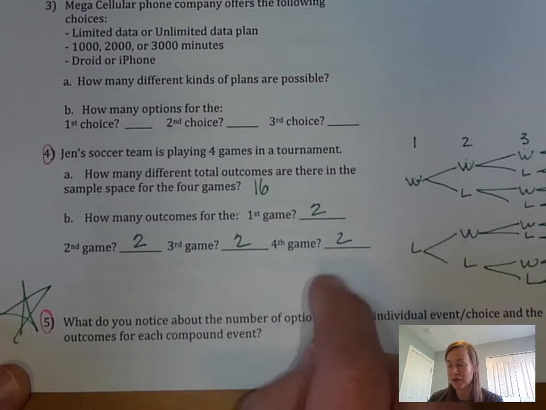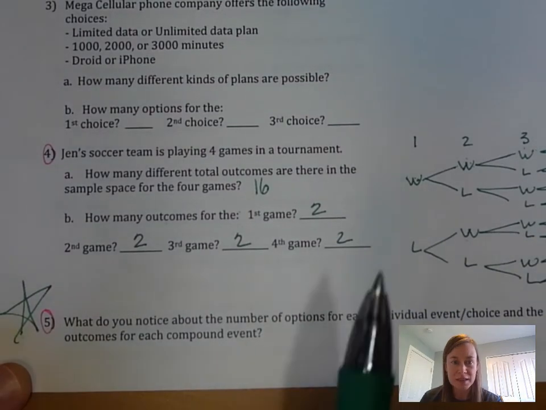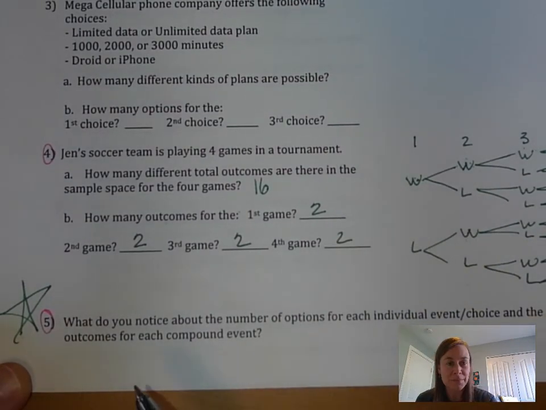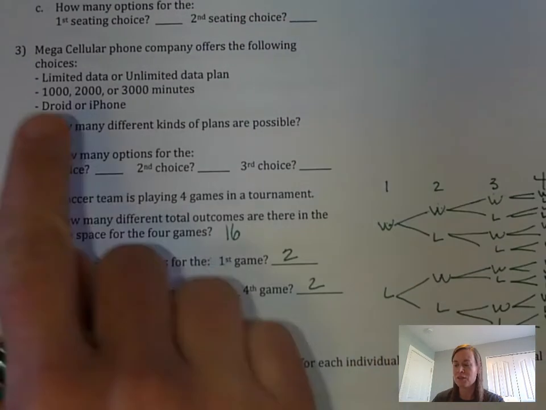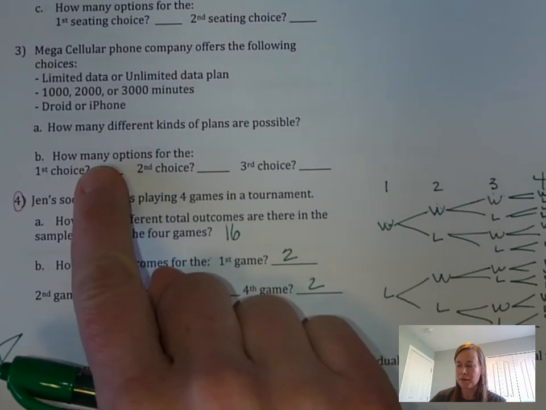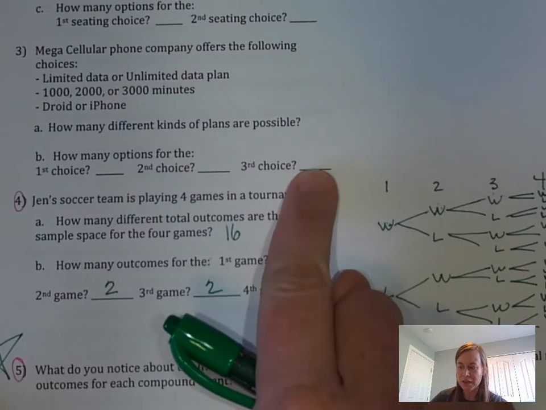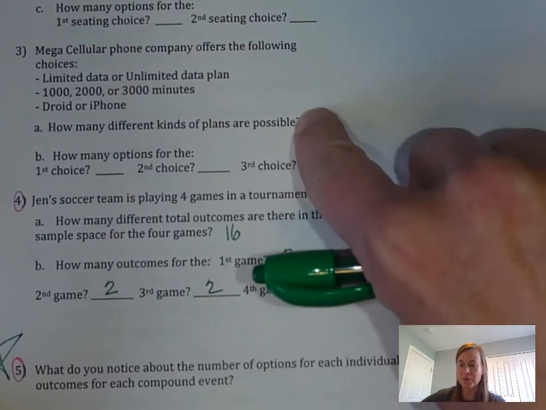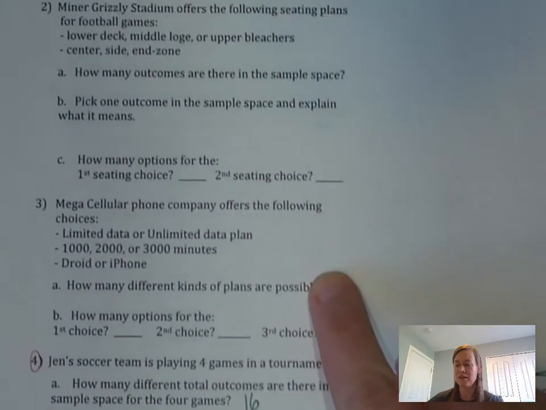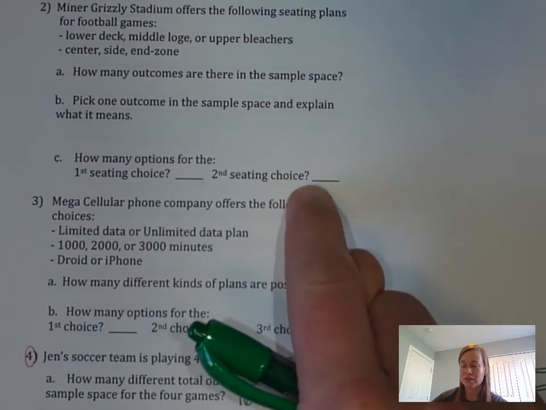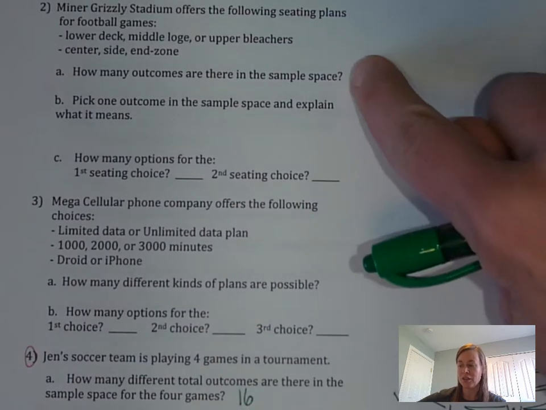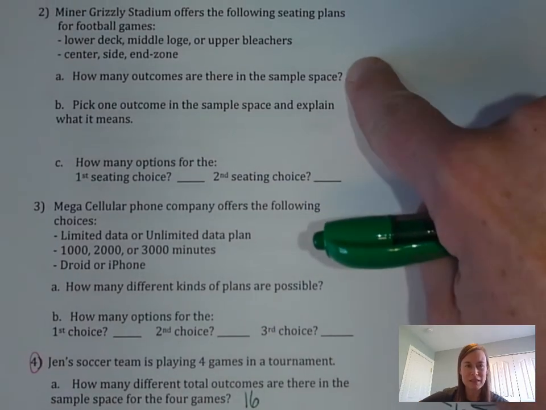That is how we're going to find the total number of outcomes if you have a compound event. You're going to multiply the number of outcomes for each one of the steps in the process, for each one of the events, and that'll give you the total number of outcomes. So like in problem 3, the number here times the number here times the number here should equal the number here. And in question 2, the number here and the number here, you multiply them together, it should give you the total number of outcomes in the sample space.